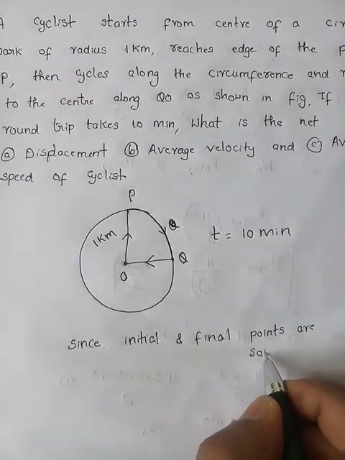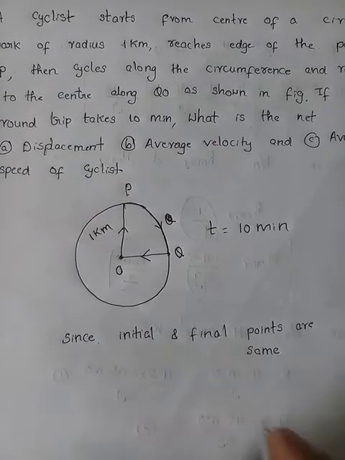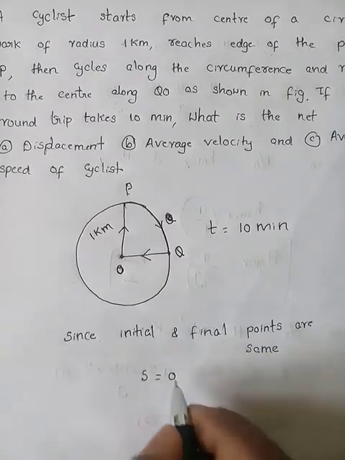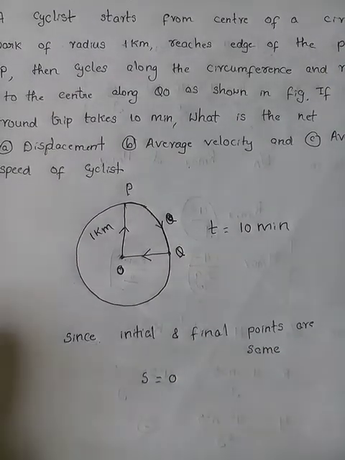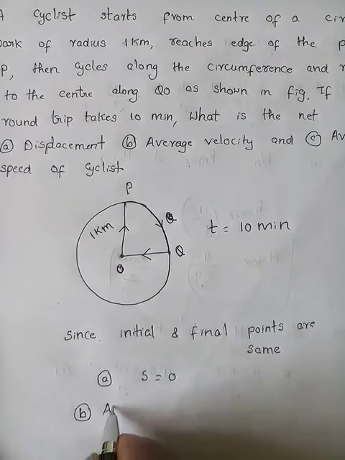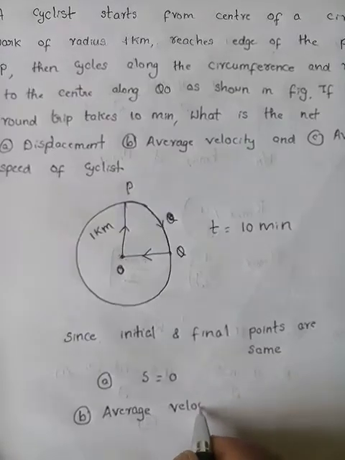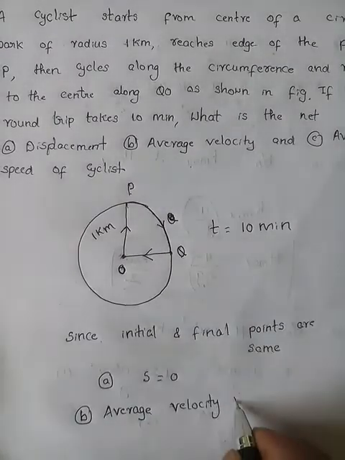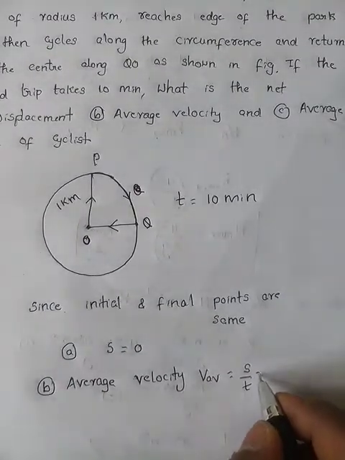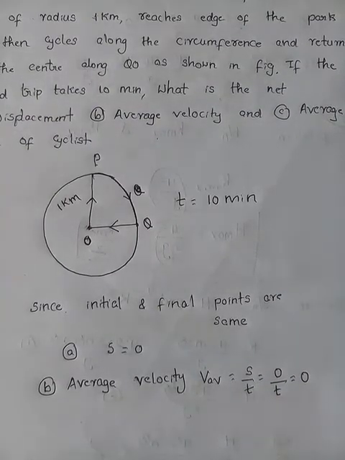What can we write? What is displacement? The shortest distance between the initial point and the final point. The initial point is O, the final point is O. So, the displacement of this travel is 0. Net displacement is 0. Next is average velocity. Average velocity is equal to displacement by time taken. What is displacement in this case? 0. Divided by time taken t, so average velocity is also 0.